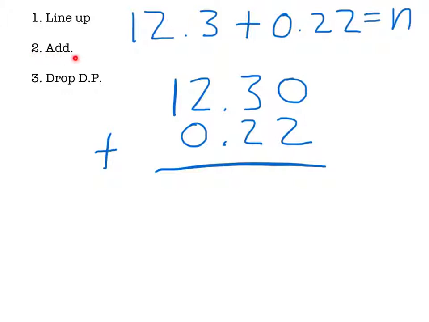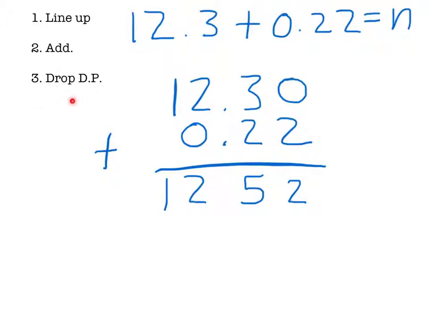So now I'm on to the second step, which is to add. And I'm going to add just like I've always added. 0 plus 2 is 2. 3 plus 2 is 5. 2 plus 0 is 2. 1 plus nothing is 1.